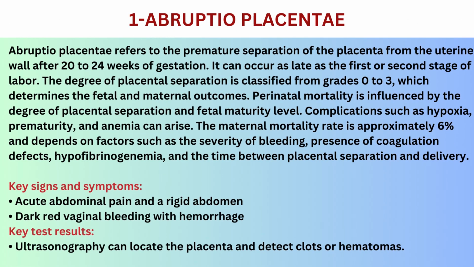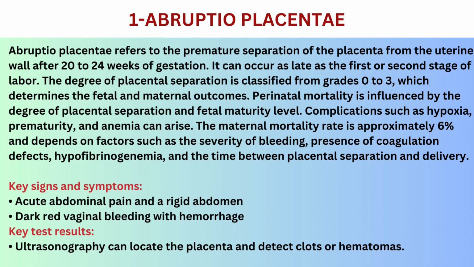The first disorder is abruptio placenta. Abruptio placenta refers to the premature separation of the placenta from the uterine wall after 20 to 24 weeks of gestation. It can occur as late as the first or second stage of labor. The degree of placental separation is classified from grade 0 to 3, which determine the fetal and maternal outcomes.